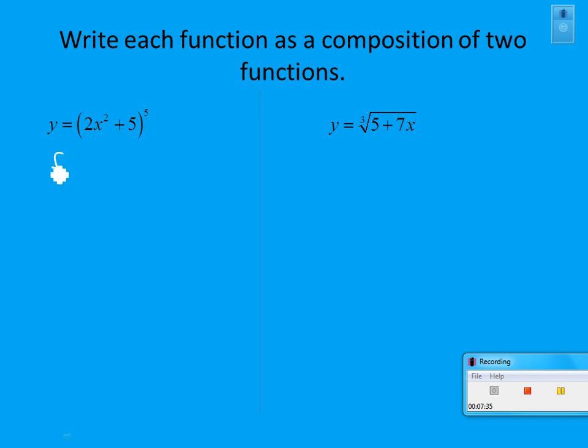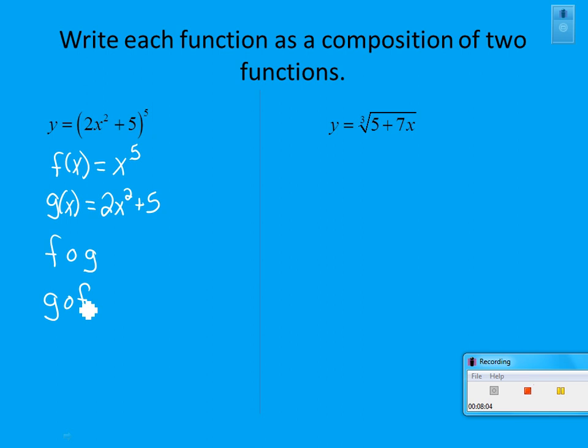I'm going to let f of x be x to the 5th. Why did I pick x to the 5th? Some quantity, I don't know what it is, to the 5th power. Well, now I'm going to let g be the part inside the parentheses, 2x squared plus 5. Now I just have to decide if this is an f composition g or g composition f equation.